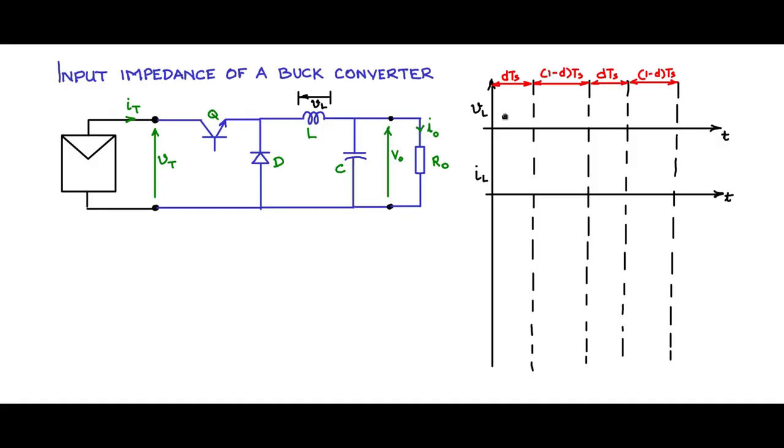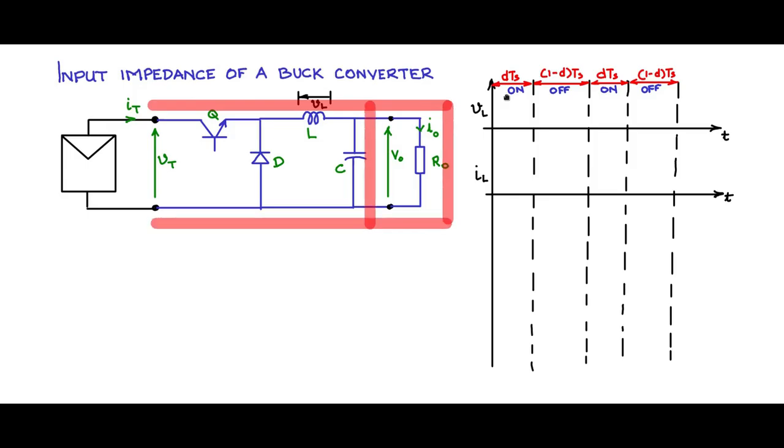Now we can use this for drawing the waveforms. During the time DTS, Q is on. During 1 minus D times TS, Q is off. So we will indicate that this is the on time, off time. In the next cycle, again on time, off time, and so on. So when Q is on, what happens? We will have the current flow in this fashion.